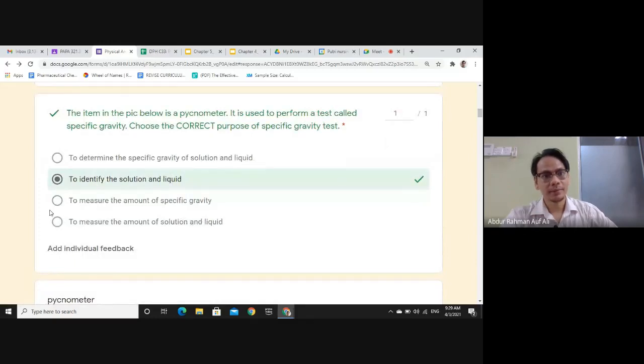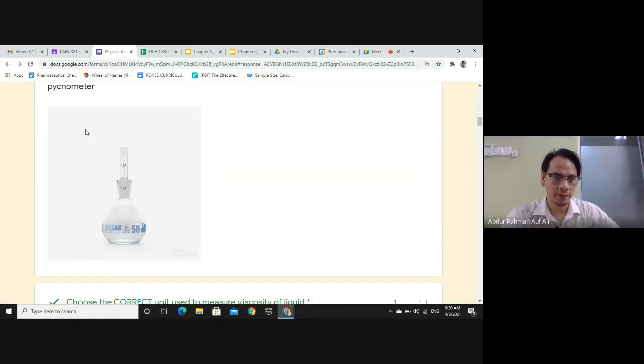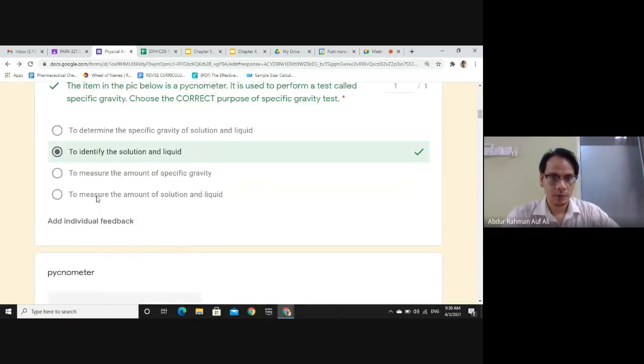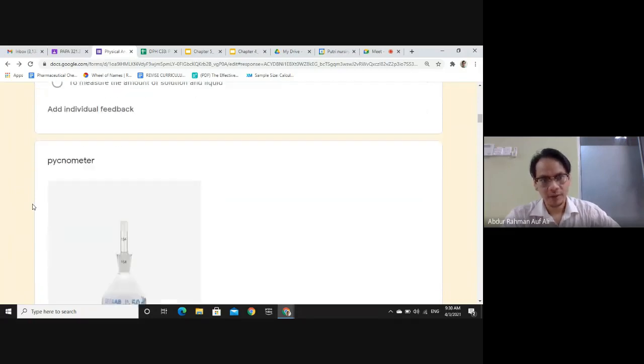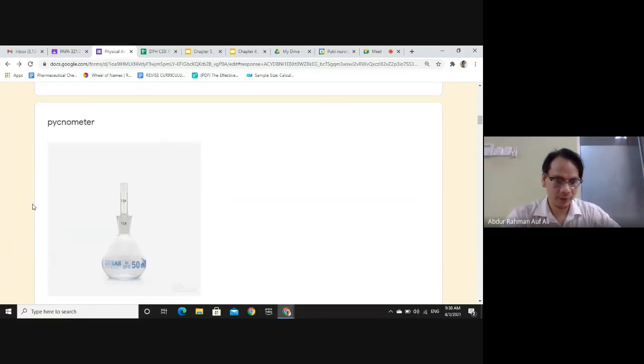Question number 2. The item in the picture below is a pycnometer. It is used to perform a test called specific gravity. Choose the correct purpose of specific gravity test. So this is the picture. This is the diagram of pycnometer. The correct purpose of specific gravity is to identify the solution and the liquid. Okay, so specific gravity is used as an identification test.